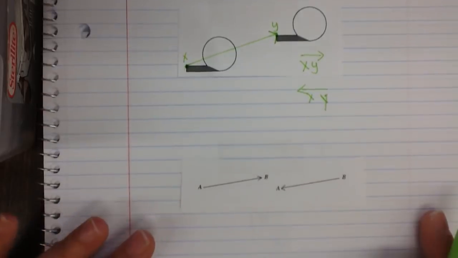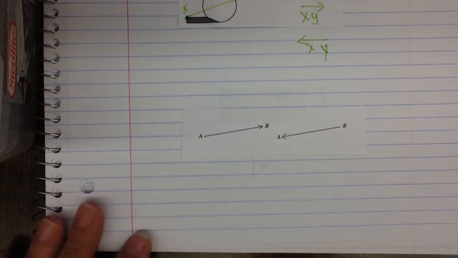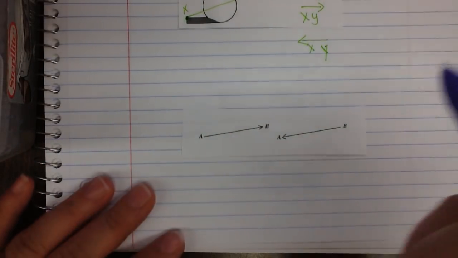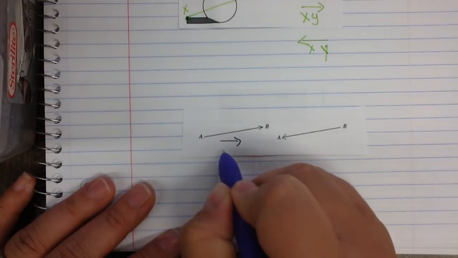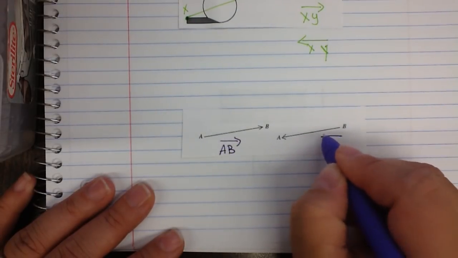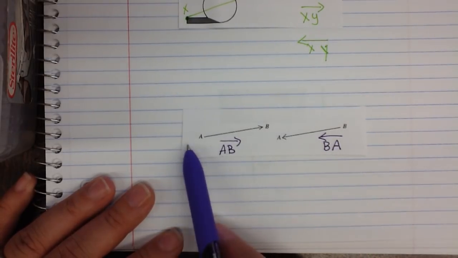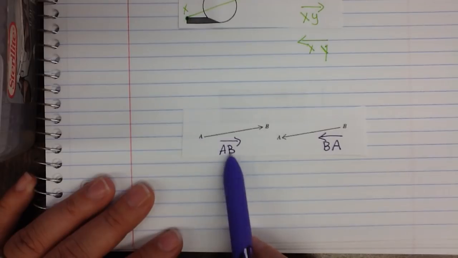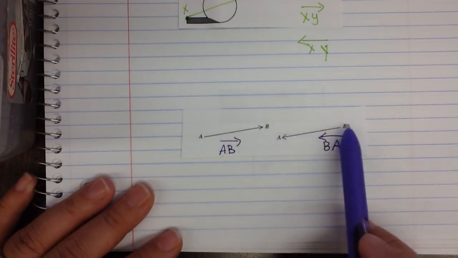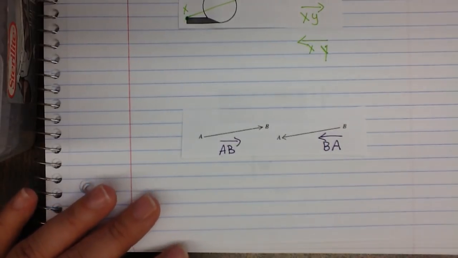So down here we're going to practice writing our vectors. This vector here is vector AB. This vector here is vector BA. Everybody see the difference? A is at the tail, so it goes first. B is at the tip, so it goes second. And here it's opposite, so B goes first and then A.